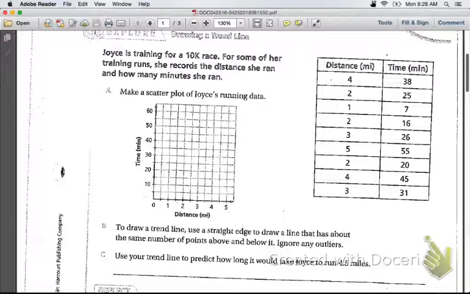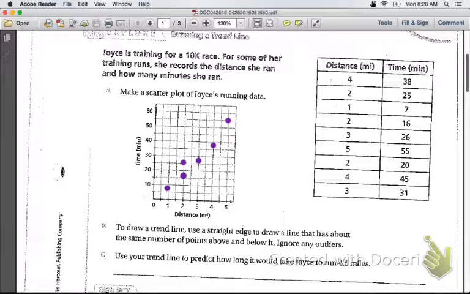So for a distance of 4 miles, it takes her 38 minutes, so we'll give our best shot of getting that point. For 2 miles, it takes about 25 minutes. 1 mile, it's about 7 minutes. Another time, 2 miles took 16 minutes. 3 miles, 26 minutes. 5 miles, 55 minutes.